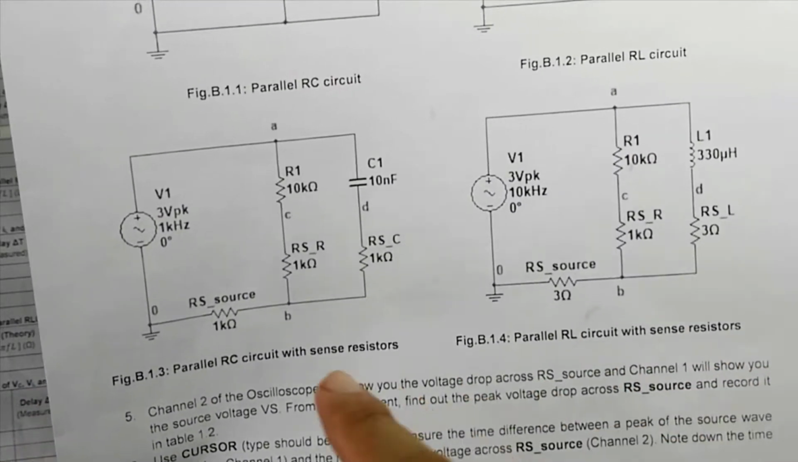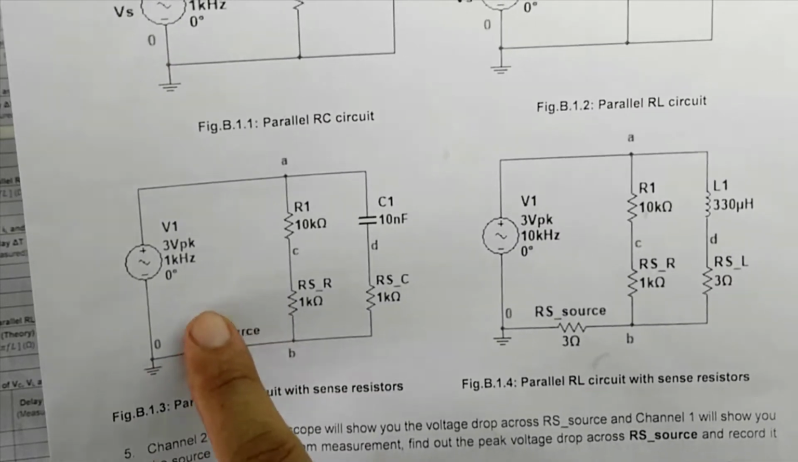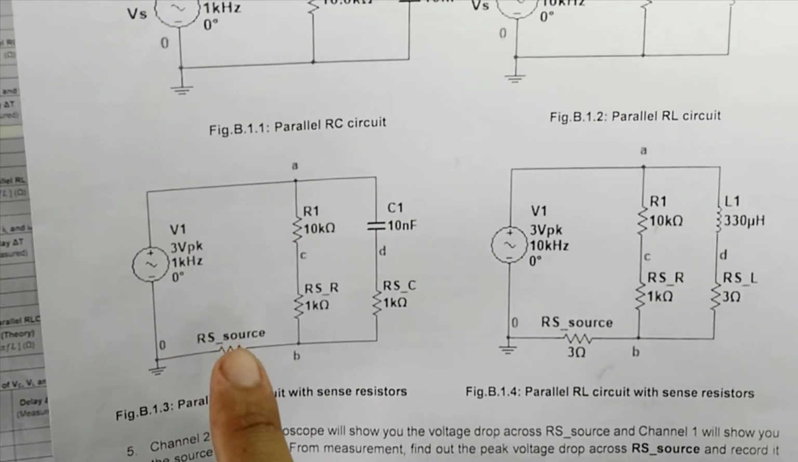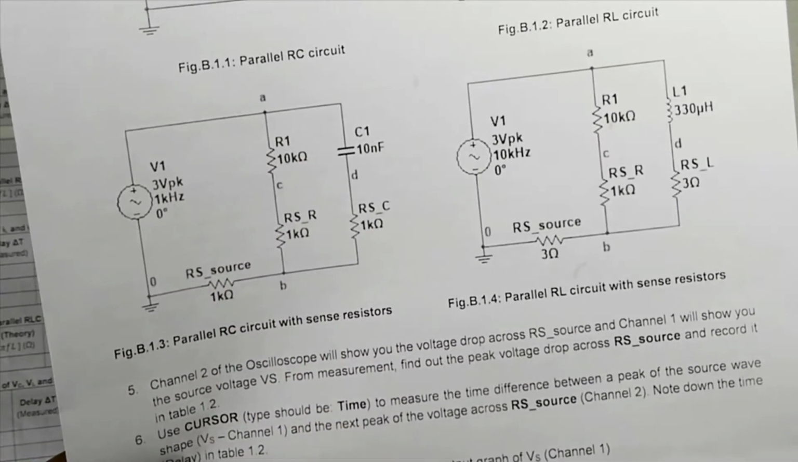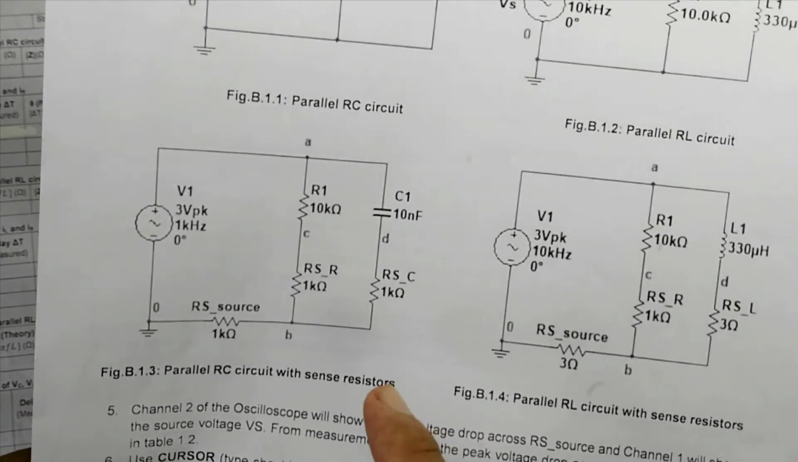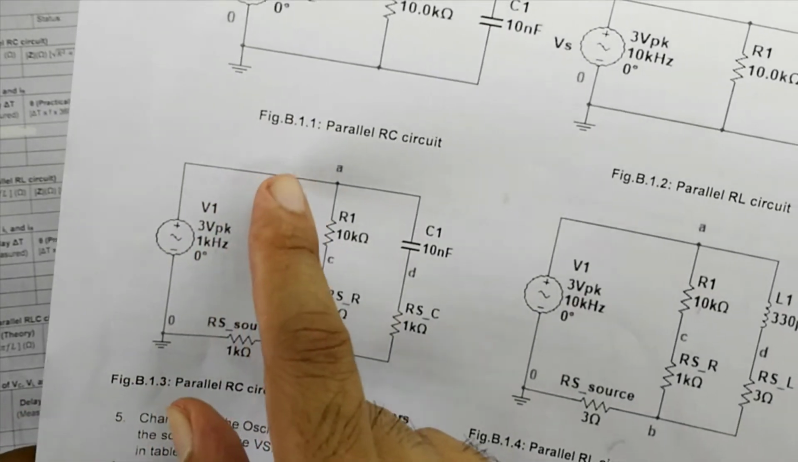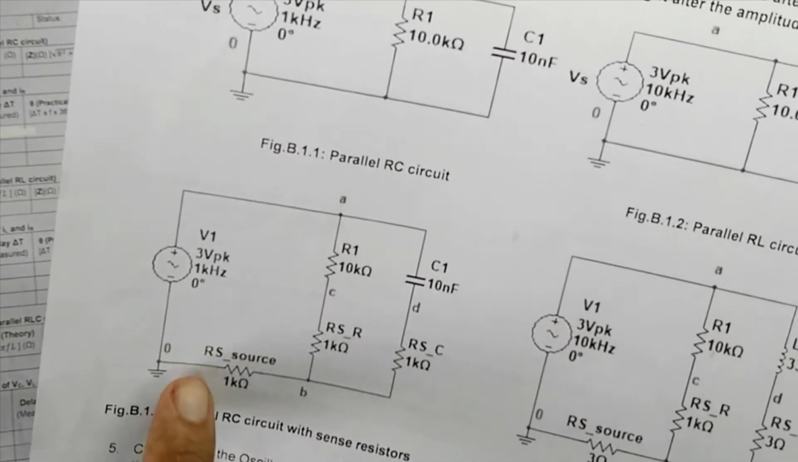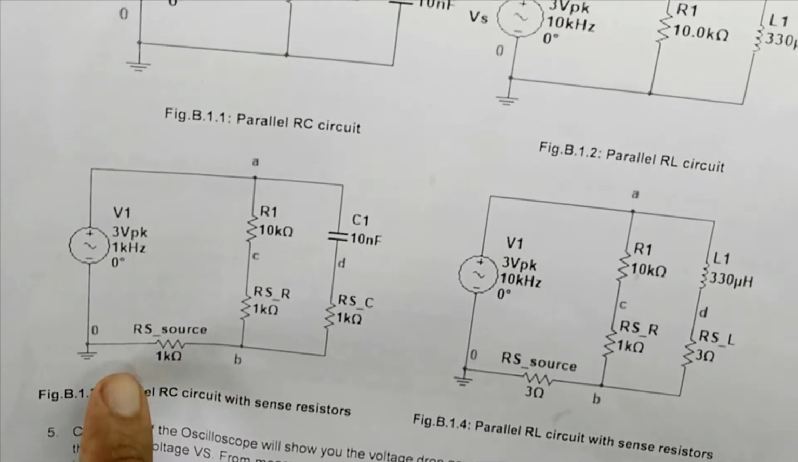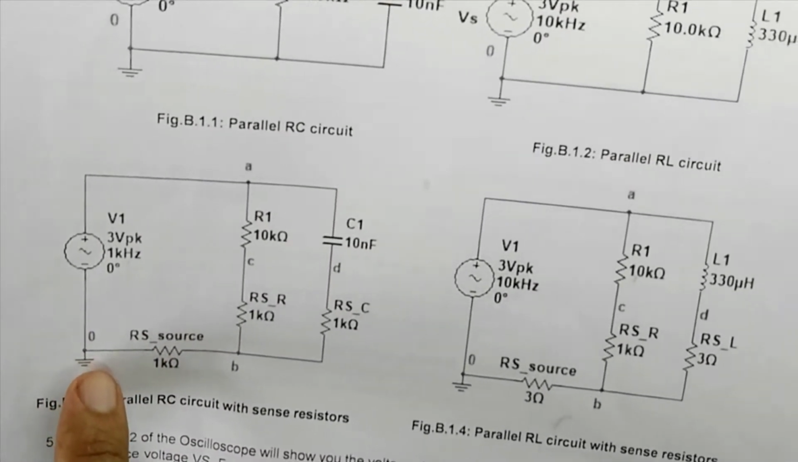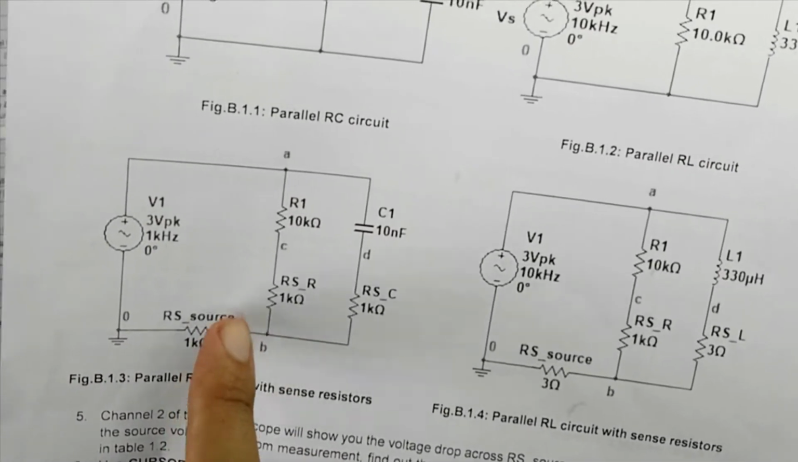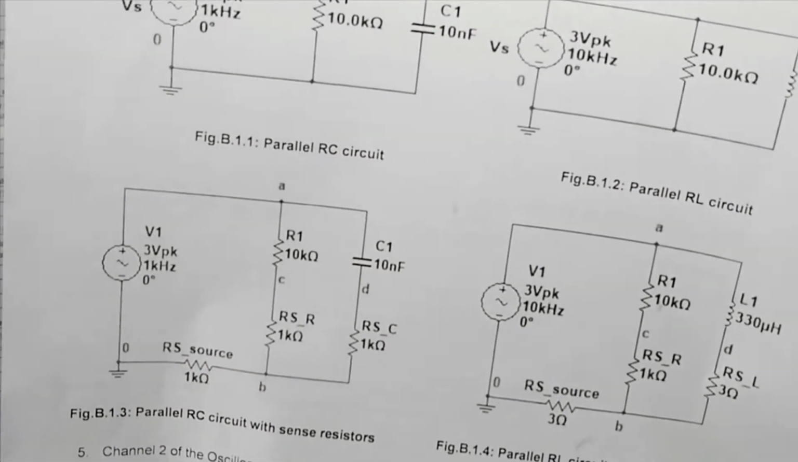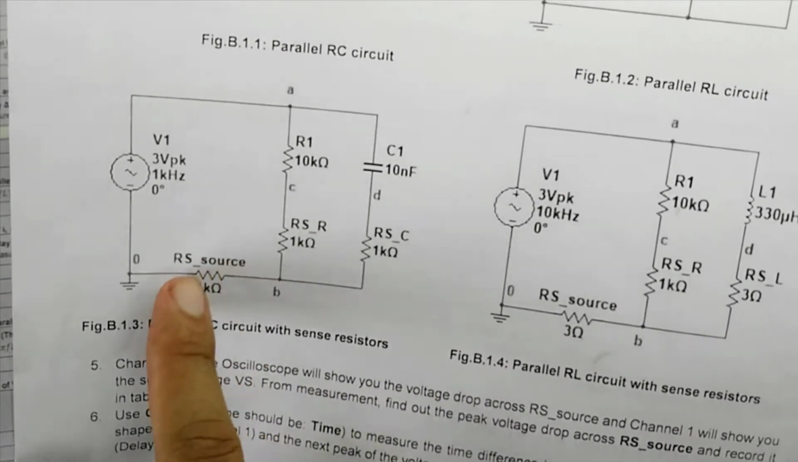One reason why we're placing this sense resistor for the source here instead of at the other location is because, as we know, we need one channel of an oscilloscope to measure one node voltage. If this resistance was placed there, we would need two separate channels to measure the voltage. But by placing the sense resistor here, we eliminate that, because one end of this resistor is connected to the ground. So just node voltage VB is the source voltage, RS source voltage. So we eliminate the need for multiple channels by placing this resistance here.